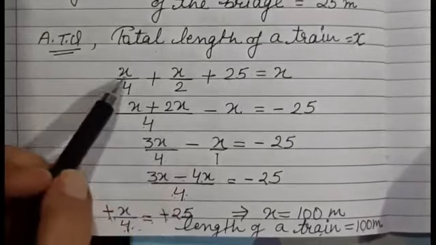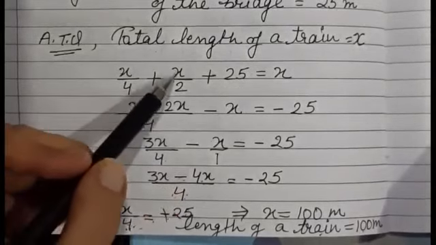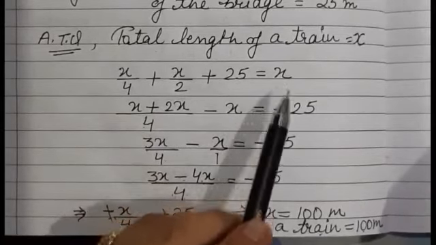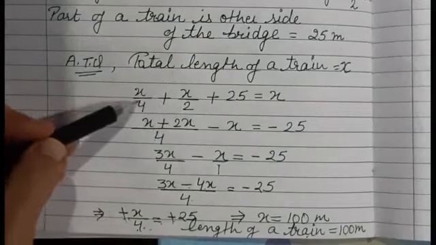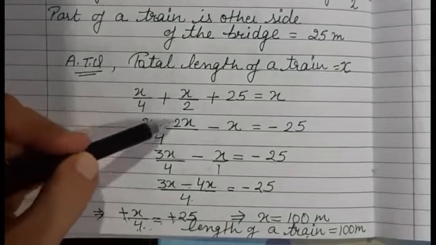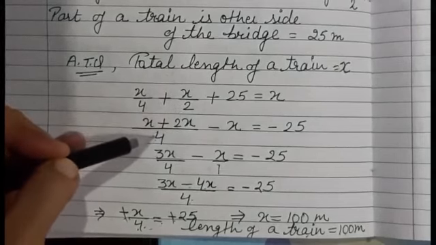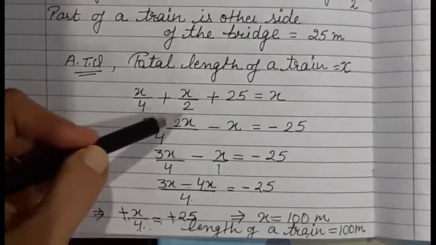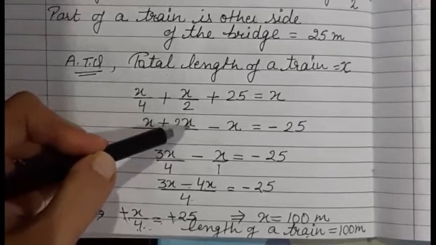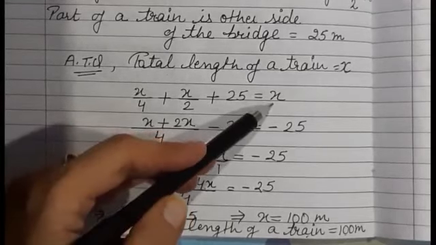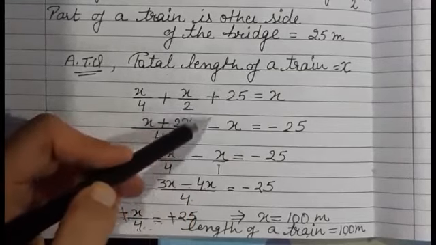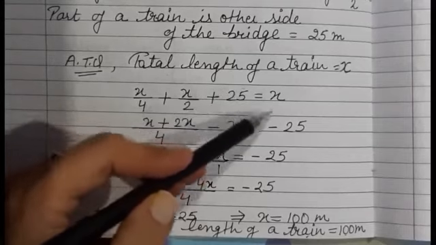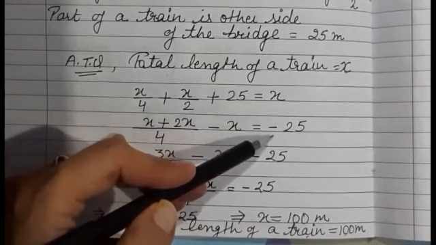So the equation becomes x by 4 plus x by 2 plus 25 is equal to x. LCM of these two, x by 4 plus x by 2, LCM is 4. Then 4 ones are 4, 1 should be multiplied with x, x will come, plus 2 twos are 4, 2 into x is 2x. Transpose x from right hand side to left hand side, we have to subtract, and plus 25 from left hand side to right hand side, we have to subtract. Right?